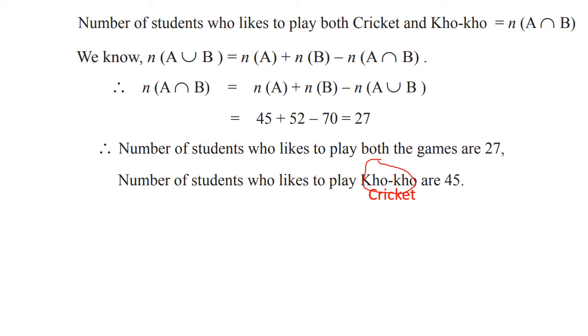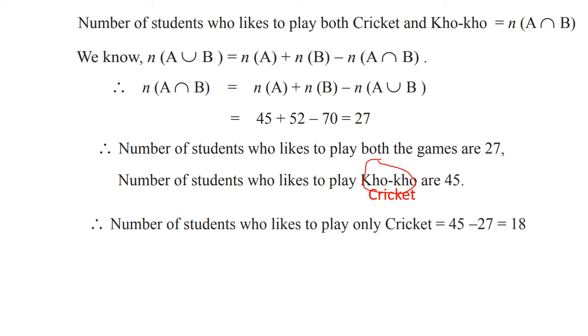Okay. And now we will find the number of students who play only cricket. That is here 45 minus 27, that is equal to 18. You can clearly understand here. See here the cricket word is used and here Kho-Kho is used. Kho-Kho cannot come there. Correct? So rectify it if you have. If it is correct, then ignore it. Okay, so in this way we have found both the answers: the number of students who play both the games, that is the intersection, 27, and the number of students who play only cricket is 18.